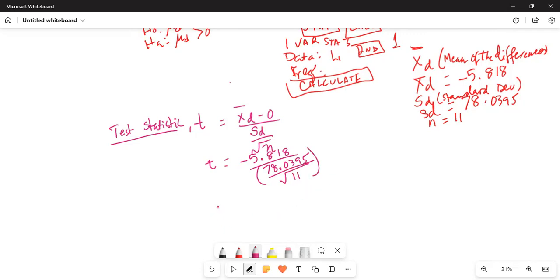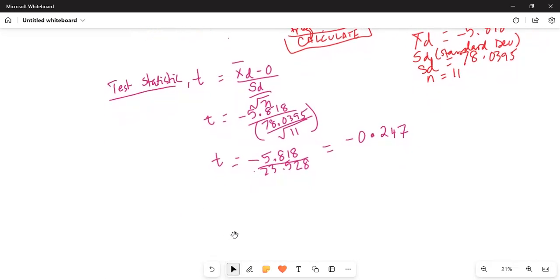Okay. And that is equal to minus 5.818 divided by the denominator, which is the standard deviation of the probability distribution of XD bar, 23.529. And T is equal to minus 0.247. This is my test statistic. Okay. Just to remind you, this is a right tail test, right?